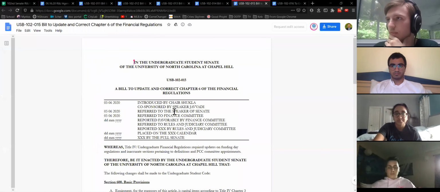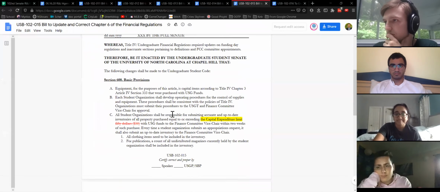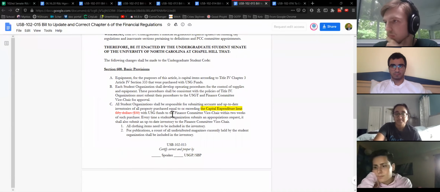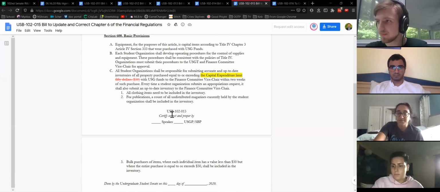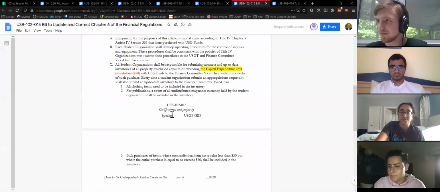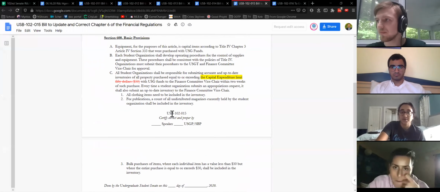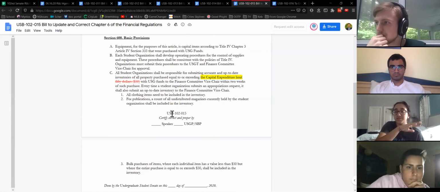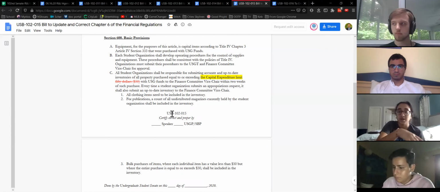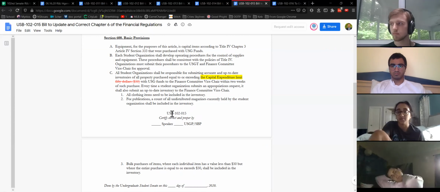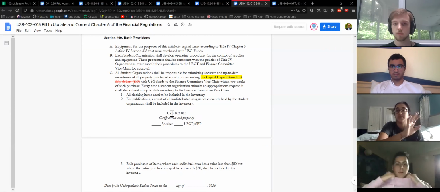Okay, 115. Ashna, go ahead. That's just doing some clarification. Basically the vice chair just has to keep track of everything we buy based on what organizations we gave funding to. So it's just changing it to say that everything we buy that is equal to or exceeding the capital expenditure limit, which is the $500, those are the items that the vice chair would keep a record of.